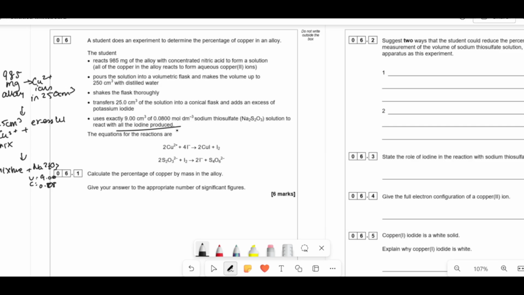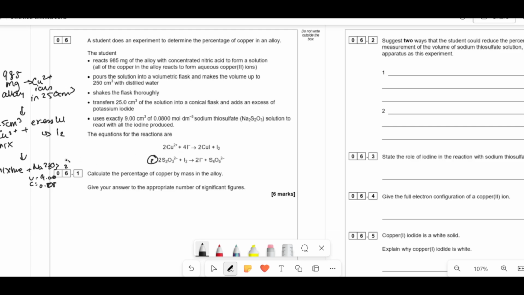So why are they telling you that? Go back and think about it. It's excess KI, eventually that makes I2. So then it says calculate the percentage of copper by mass in this alloy, and give your answer to a significant number of significant figures. The equations are here. Look at them and think about which way they link to which step.